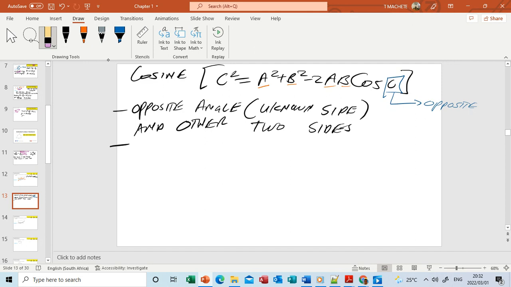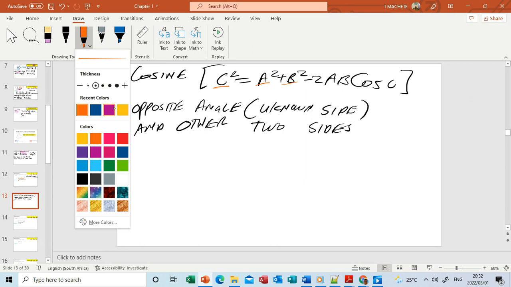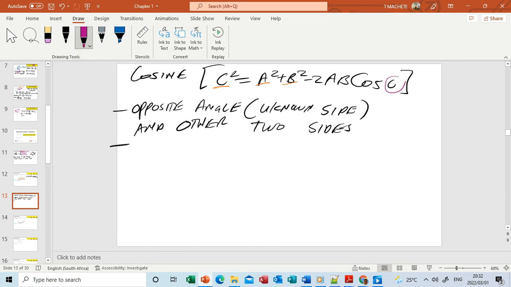Okay, let me erase this. The other one is when you're given all three sides. So basically, you're given C, you're given side B and A. Then it means you have to find this angle. So you're given three sides plus one unknown angle.